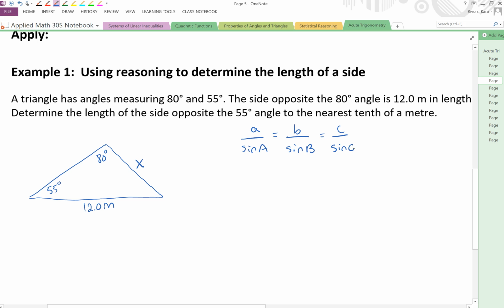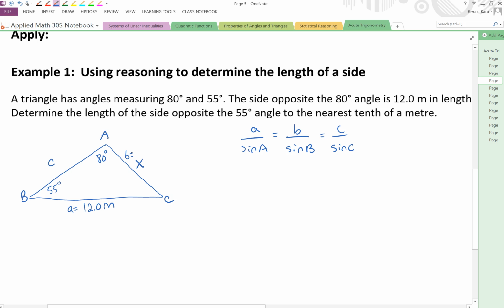Decide, am I finding a side, am I finding an angle, so you know which version of the formula you want to use, and then decide what we need to do from there. Now, I'm going to label my triangle. I've got A, B, C. If you labeled it differently, that's fine as long as you're consistent. So I need to use my lowercase letters. This is A, this is C, and this is B.